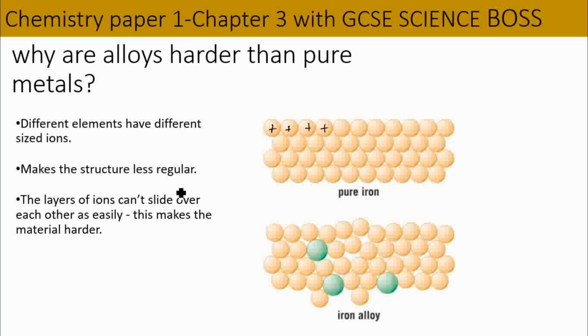All right, so you can see the points there. Good. So those are alloys. Those are why alloys are stronger than metals. Key points. Too easy. Make sure you get that down.